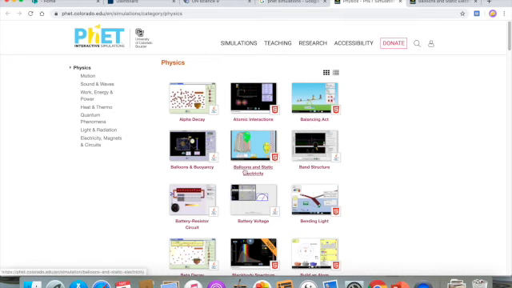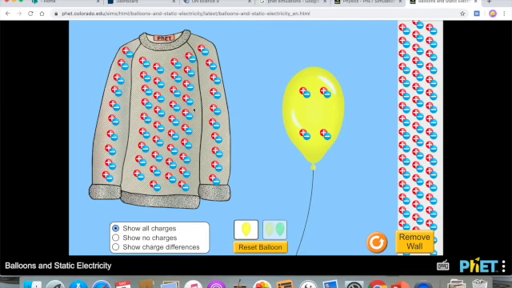So I have clicked on this Balloons and Static Electricity simulation to give you an example. Now, this one's kind of fun to play with, but it's good for me demonstrating, and there's lots of things that you will be able to do. So, Google this and play around with it by all means, because it will definitely help. We can see that we have our sweater with our positive and negative charges, and we have our balloon, right, with, again, positive and negative, and then we have our wall with a whole bunch. So we have different numbers of these.